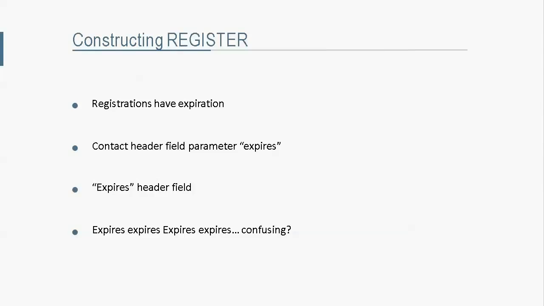Unfortunately, all good things come to an end, and registrations are no exception. When a user agent client sends a REGISTER request, it may define an expiration for the registration. There are two ways a user agent client could define an expiration for a registration. The first way is using the Contact header field parameter expires. By using a Contact header field parameter, a user agent client can actually choose different expiration values for different contact addresses.